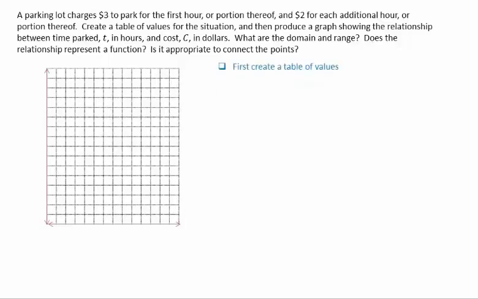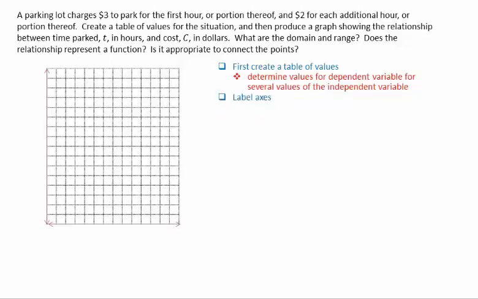Here we need to first create a table of values. To do this, we have to determine values for the dependent variable, in this case the cost, for several values of the independent variable, the time. We then label the axes.